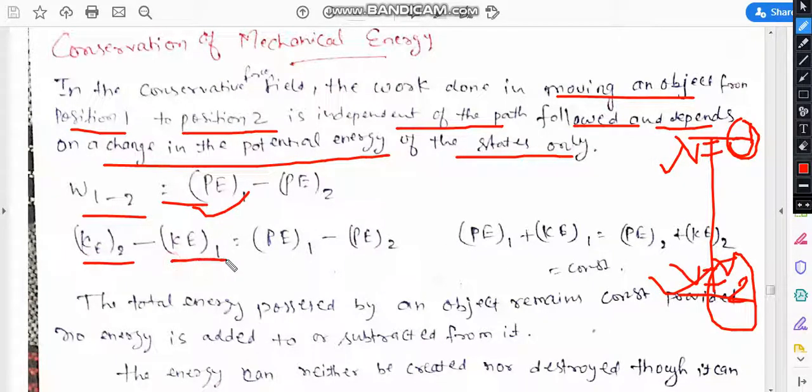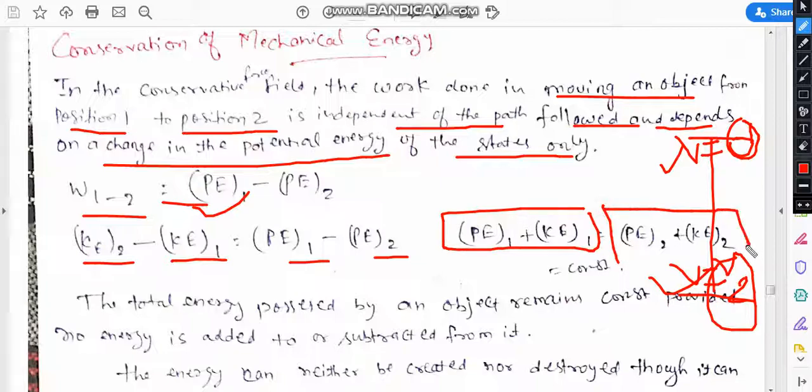So kinetic energy at the second position minus kinetic energy at the first position is equal to potential energy at the first position minus potential energy at the second position. So by this we can say that the total energy at the first position and the total energy at the second position remains constant during the motion. Okay, so that is the conservation of mechanical energy. Means energy can neither be created nor be destroyed, but it can easily transform from one form to another. Okay, so how can we proceed?